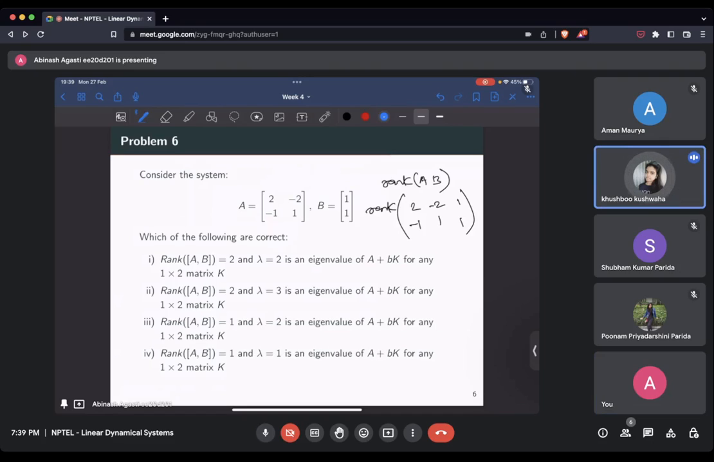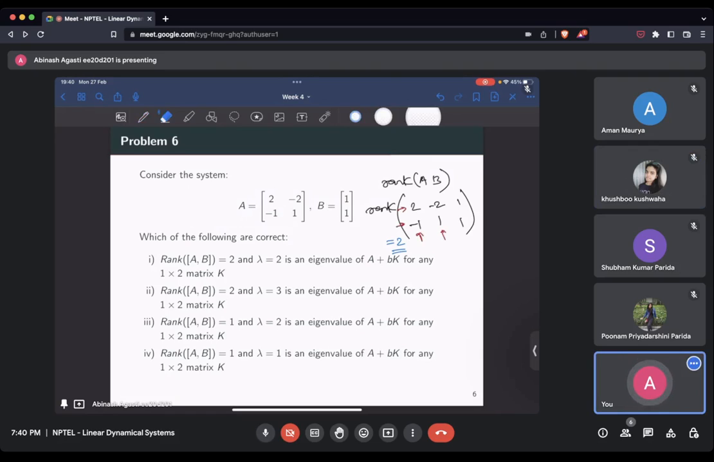Sir, 2. I think 2. Yeah, why do you think it is 2? Sir, because both two rows are linearly independent. Right. So, or else you can also see that these two columns are linearly dependent, but these two columns are linearly independent. Okay, so the rank is 2 for this. So these two are wrong.